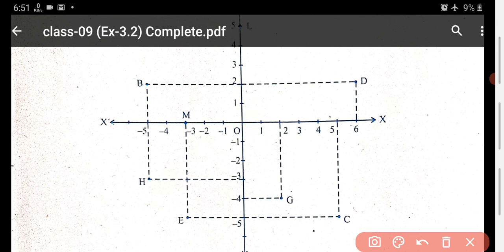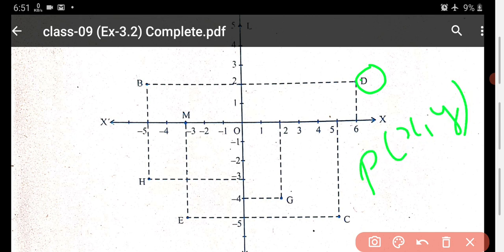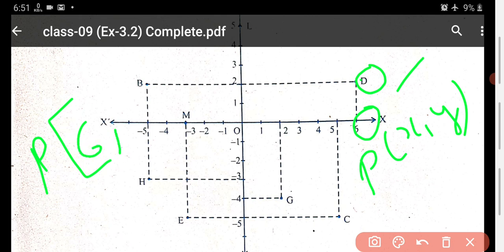Now if you look at a point, suppose you take D. As I told you, you always write a point in the form of x, y, right? You have to always write the point in the form P(x, y), where x means the x-coordinate, the value on the x-axis. Now if you see the point D, what is the value of D on the x-axis? 6. So you have to write 6 here. And on the y-axis the value is what? 2. So you have to write 2 here.